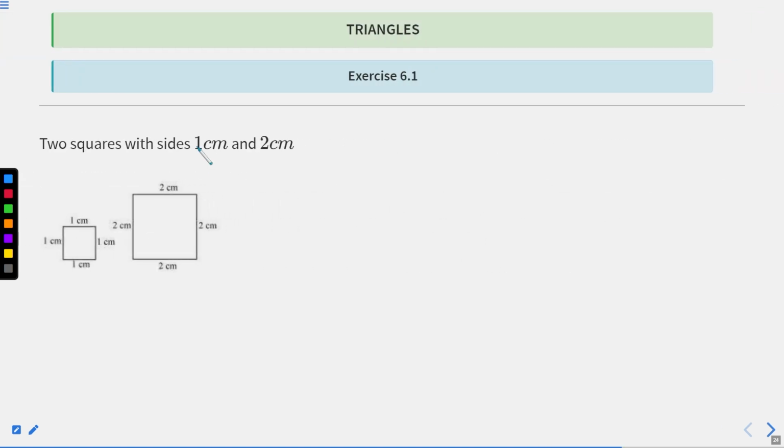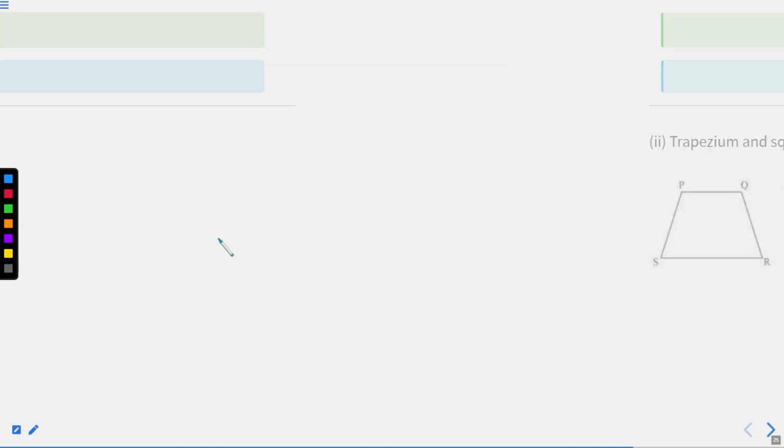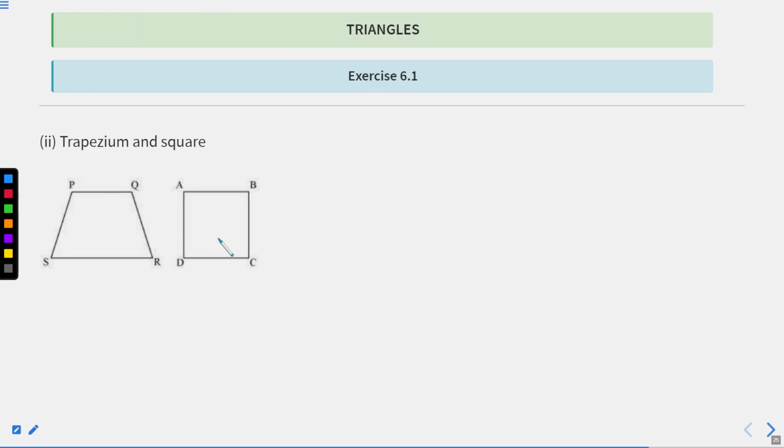And two squares with sides 1 centimeter and 2 centimeter. If we take two squares with sides 1 centimeter and 2 centimeter, then for these two figures the corresponding angles are equal, and their corresponding sides are in the same ratio. So these two figures are similar figures. And now we take a pair of not similar figures.